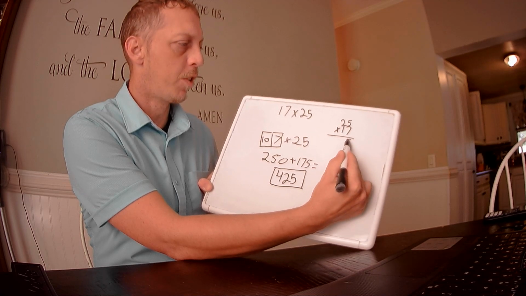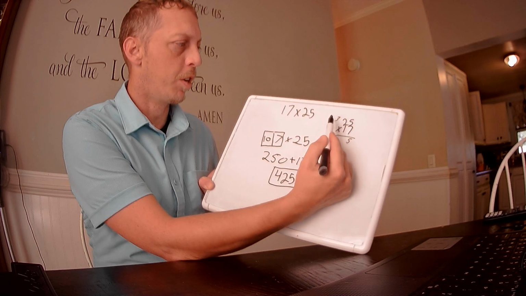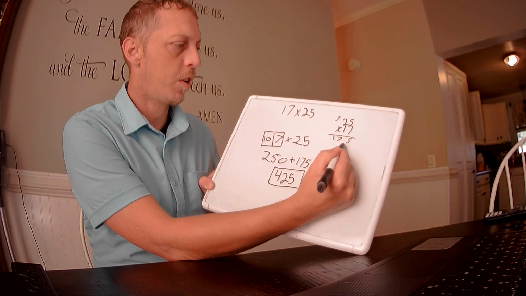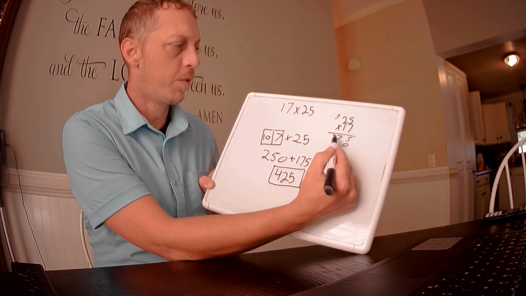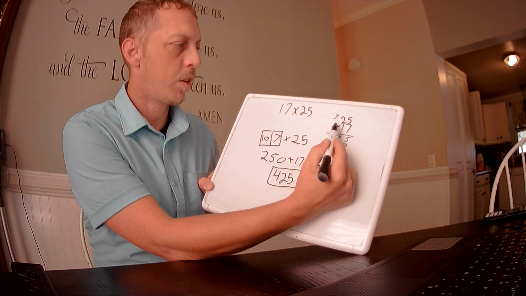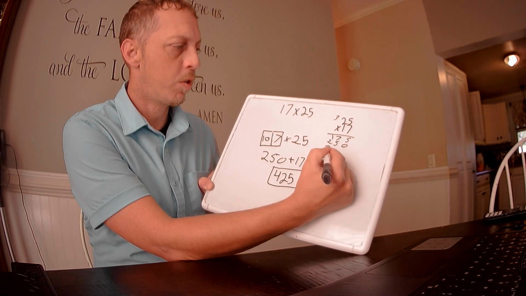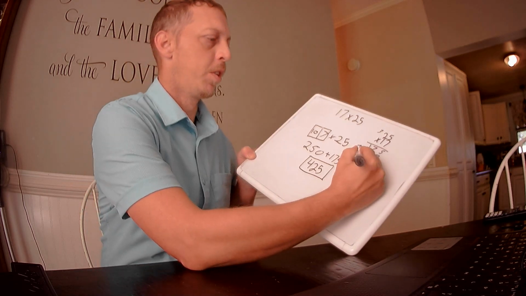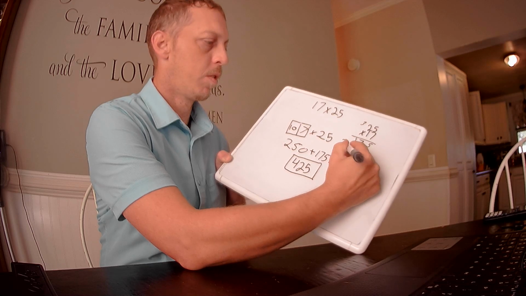7 times 5 is 35. 7 times 2 is 14. 15, 16, 17. You add your 0 at the bottom. 1 times 5 is 5. 1 times 2 is 2. So when you add these two together, you also get 425.